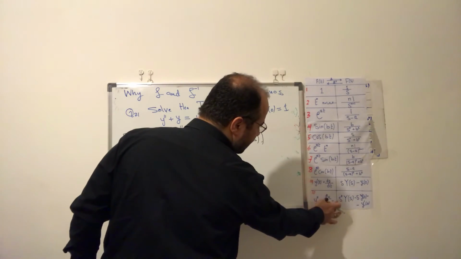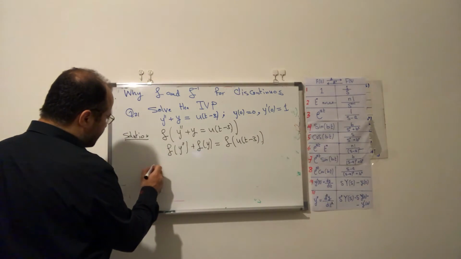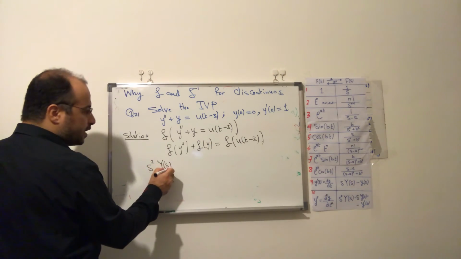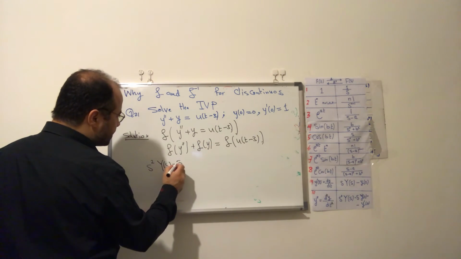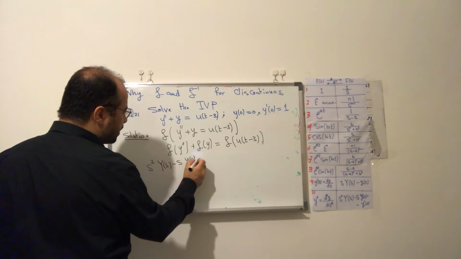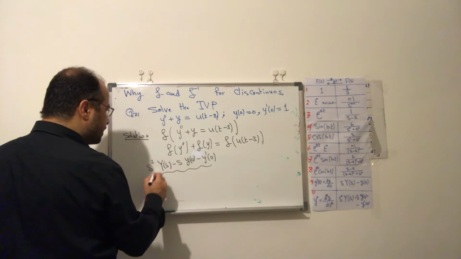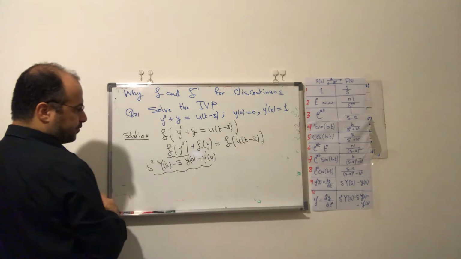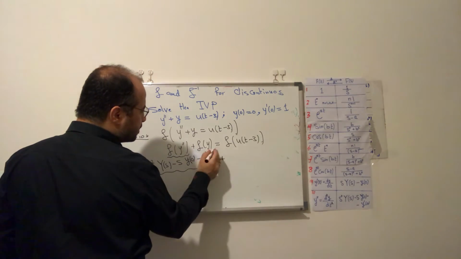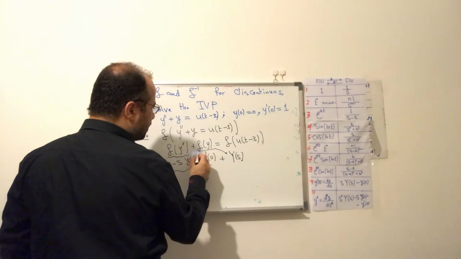Now this one has a rule. The Laplace transform for the second derivative is the last line, line number 10. It says it is s squared y big of s minus s y of 0, and then minus y prime at 0, right? And then the Laplace transform of y, I'm writing now here, is y big of s.